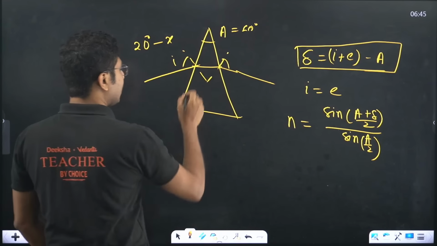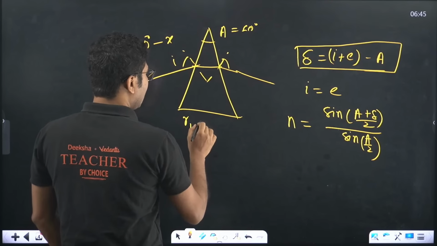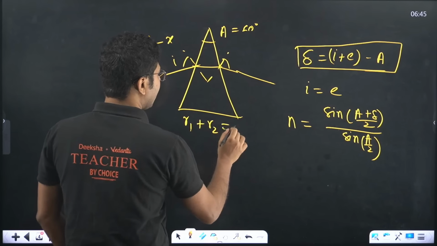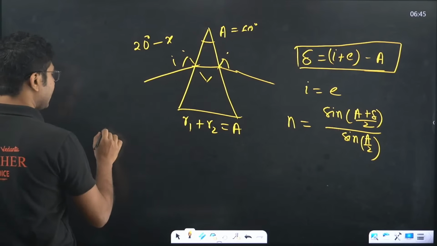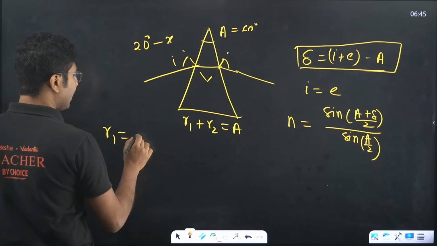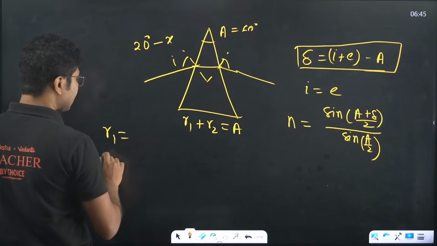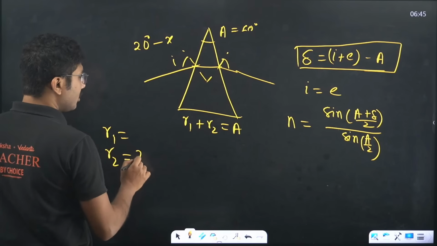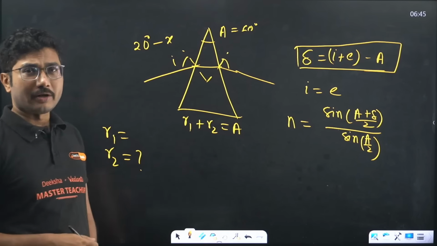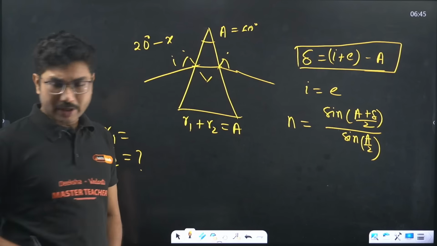And in case of internal angles, r1 plus r2 equals the angle of prism. There was once a question where r1 is given some value and they ask you the value of r2. Don't worry, r1 plus r2 is equal to the angle of prism, so from there also you can calculate.